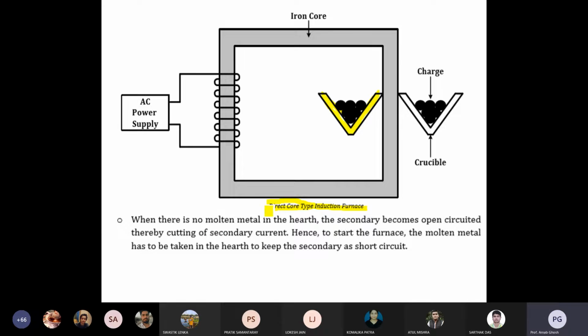Here you can see the diagram of the direct core type furnace. On the secondary side, the charge vessels are there. Two containers are there where you place the charge. Cubicles are there.